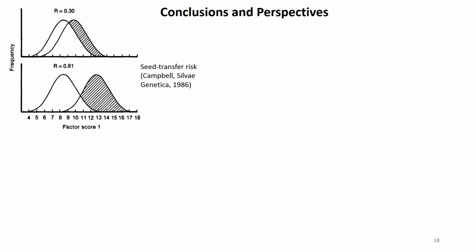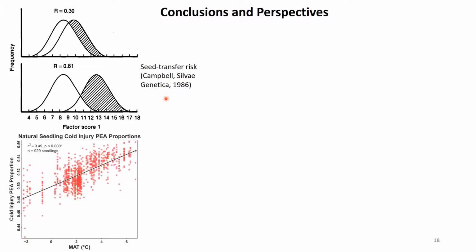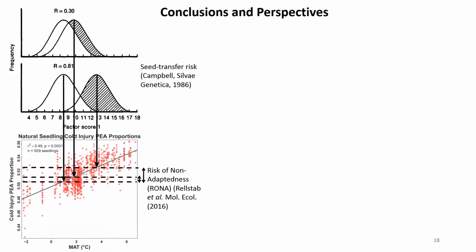In relation to managing climate adaptation, we can now envisage a seed transfer risk in terms of molecular data. Now, the seed transfer risk envisaged by Bob Campbell in the 1980s can be related to the mean annual temperature declines with cold injury PEA proportions, for example. And for a given mean annual temperature optimum of a population, you can determine the genotype frequency and the shift in that genotype frequency, which has more recently been defined as the risk of non-adaptedness in a purely molecular context.